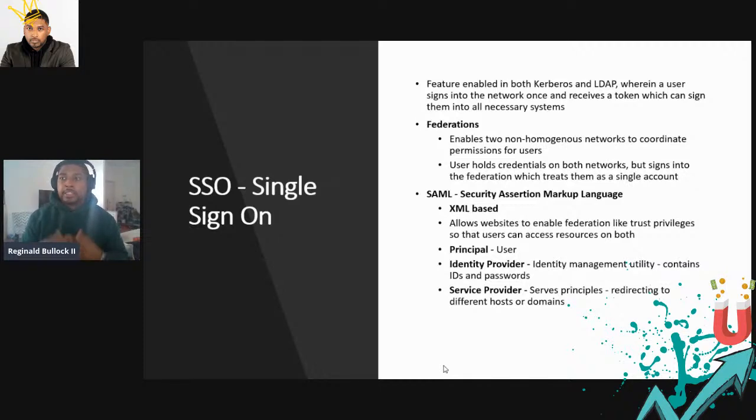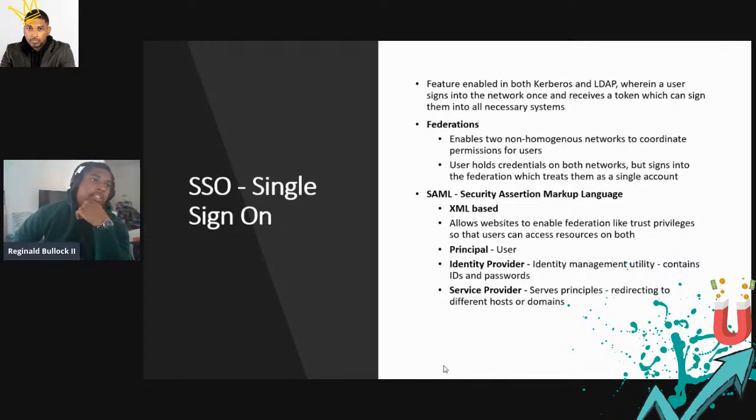So imagine you watching, whatever system you're on, insert name here. Let's just say your name is Dexter and I'm Reginald Bullock. We're both in the same location, but we have two independent networks. And so within that network, we have a federation of our credentials. And I can just sign into the federation one time and have access to both my network and your network.